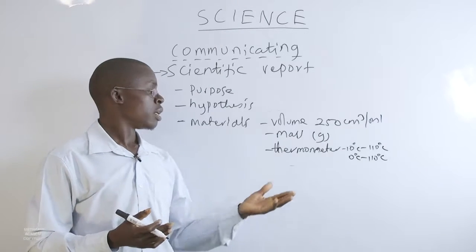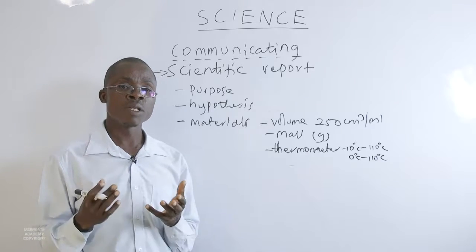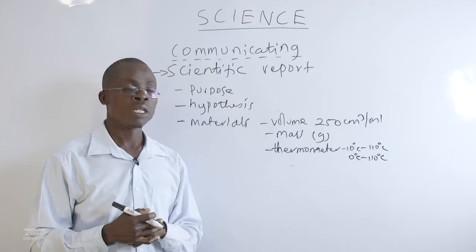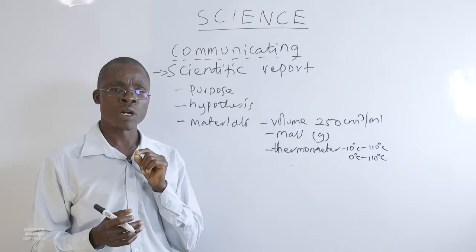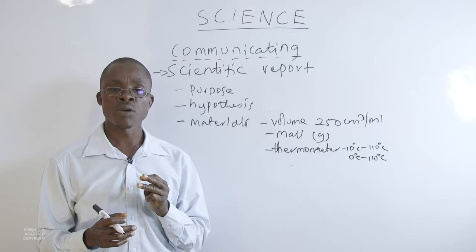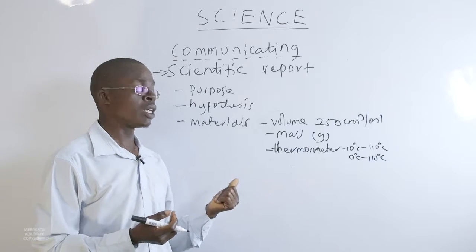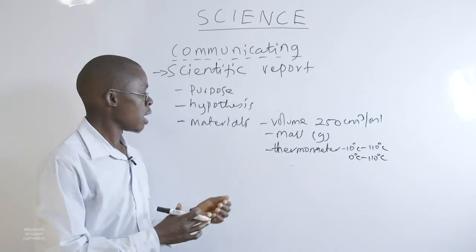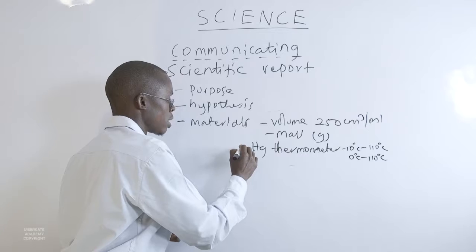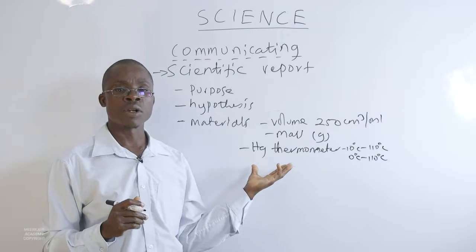In addition, thermometer. You don't just say a thermometer, because there are various types of thermometers. So here we are using a thermometer. But also, remember, this thermometer can be of either ethanol or mercury. So it's also good to specify. So here I can specify by saying mercury thermometer. This is a mercury thermometer.